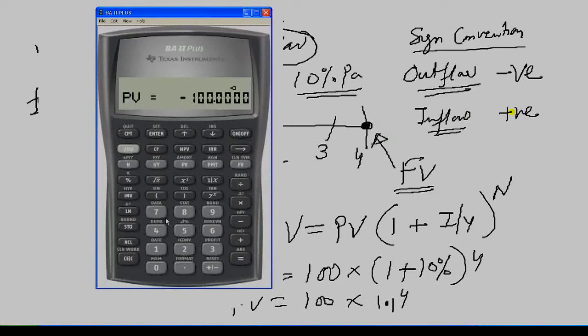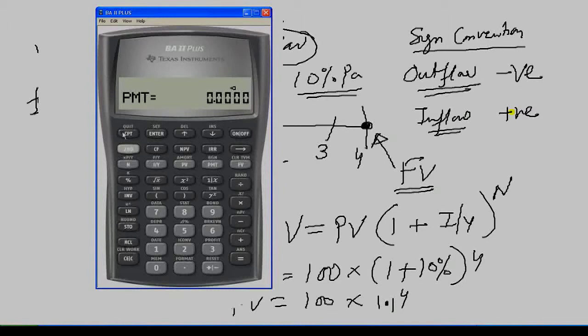Now what is the value of n? Number of years is 4. So I will press 4 for number of years, so N will come as 4. You press 10, I/Y is 10. Now as of now I will ignore this PMT. PMT is the value that you will have to invest every year. As of now this is 0. We'll use it later, but as of now we are ignoring it.